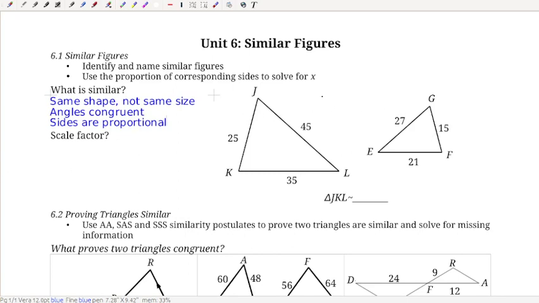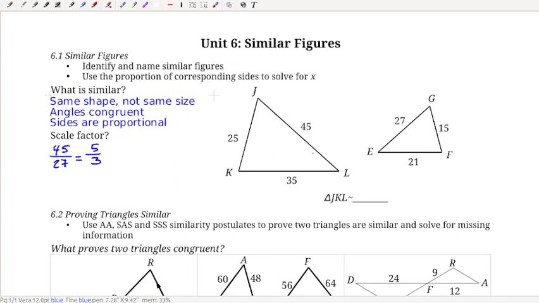Unless they tell me big to little or little to big or left to right, you can choose. I'm going to say my scale factor would be something like 45 over 27. And then that's going to reduce down. I can divide them both by 9, so my scale factor is 5/3. So 27 times 5/3 would give me 45. If I wanted the other way around, I would flip it over. So 3/5: 45 times 3/5 would give me 27.